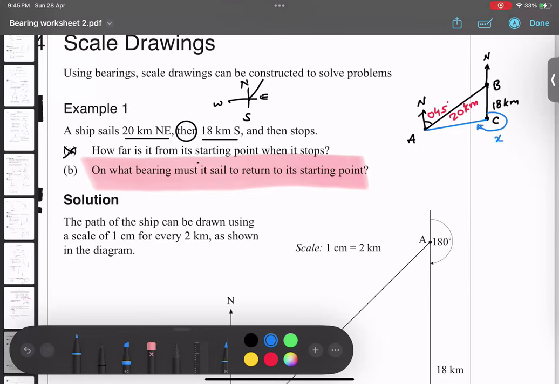Remember, before that, you have to find A, B, right? Before that, we need to find how far it is from its starting point. So before that, we need to find BC. So BC also we need to find. So how can we find BC? Can you see this is a triangle forming? A, B, C. AB value is 20. BC value is 18.